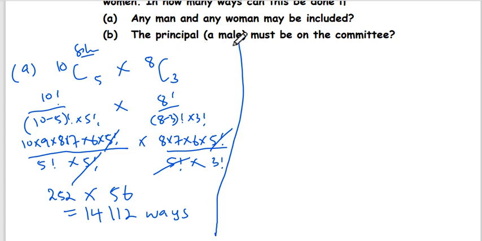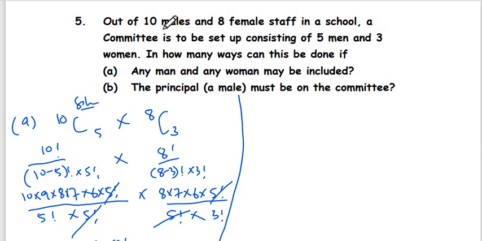Now for the B part of the question, it says the principal, a male, must be on the committee. Now you know there are 10 males here, so if a male must be on the committee, that means this will reduce to 9. So that will be 9 combination, and we need 5 men. Since we have gotten 1 already, it remains 4.